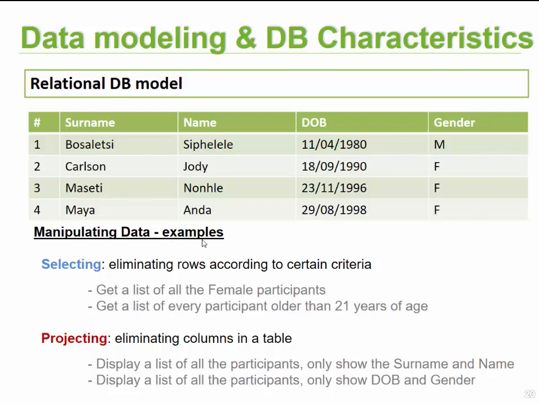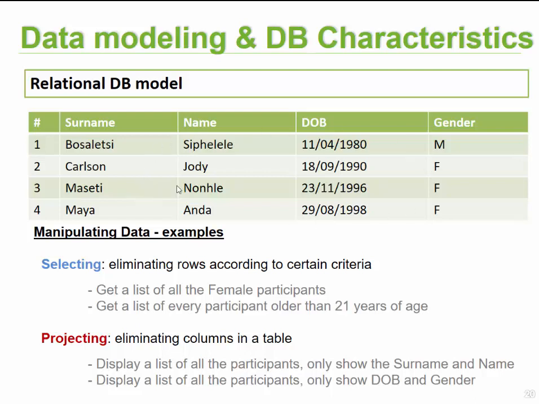In this case, the primary key would be a unique number for each one of those people, and we don't have any evidence of a foreign key, so we're not going to concern ourselves with that. So if we look at selecting, for selecting we said it's eliminating rows according to certain criteria.